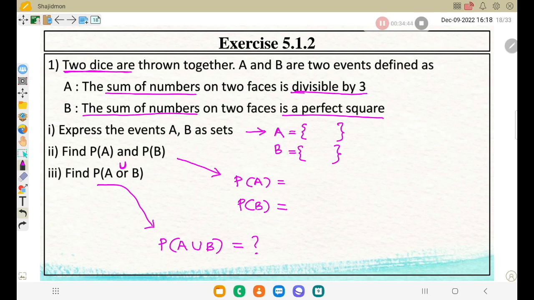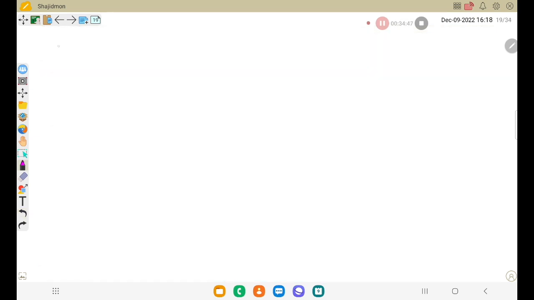Two dice are thrown. What is the sample space we can write first? S equals the sample space. What are the possibilities? Dice possibilities mean 1 to 6: 1, 2, 3, 4 up to 6. The second die is also the same, 1 to 6. So for example, die number 1 and second die, die number 2. The first die is showing 1, 2, 3, 4, 5 and 6.